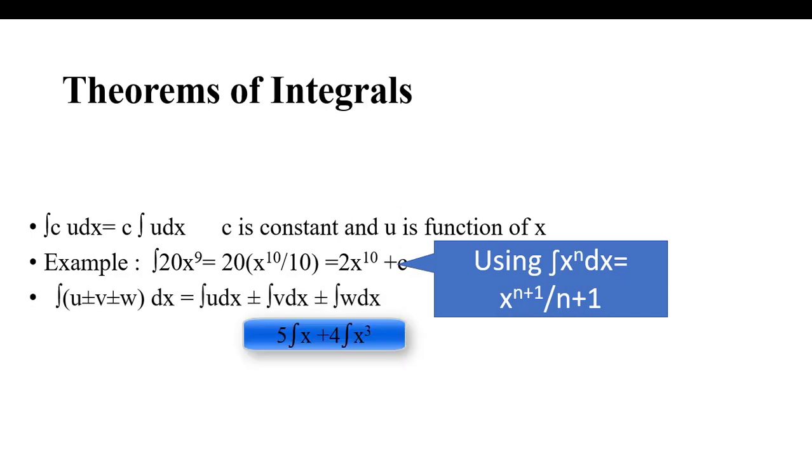If we have a function in the form (u ± v ± w) dx, the integration can be written as the integration of u dx ± the integration of v dx ± the integration of w dx. For example, the integration of 5x plus 4x square can be written with 5 taken outside of the integral sign. Integration of x is x square by 2, using the formula integral of x^n dx is equal to x^(n+1) divided by (n+1). For the second one, 4x square, 4 can be written outside of the integral sign, so x square, using the same formula, we get 4x cube divided by 3 plus constant of integration.